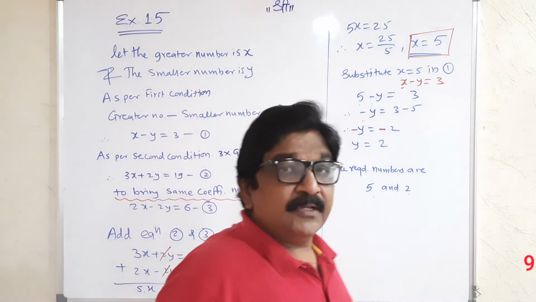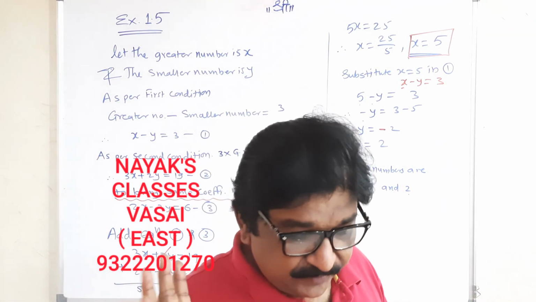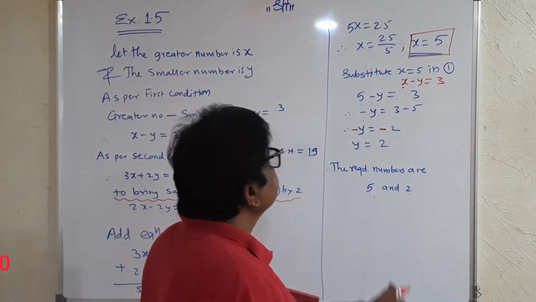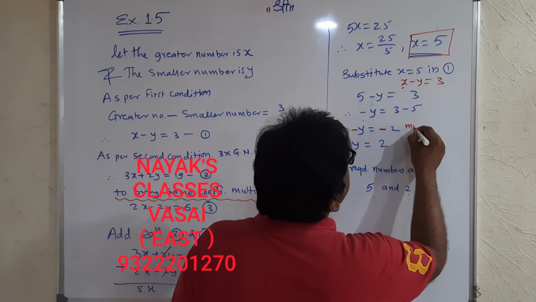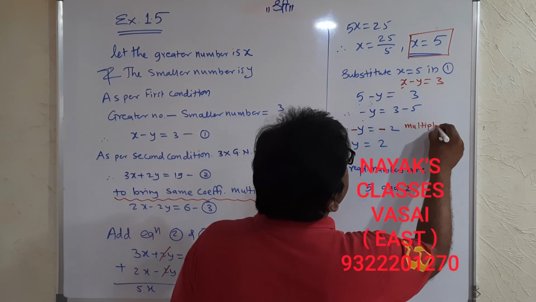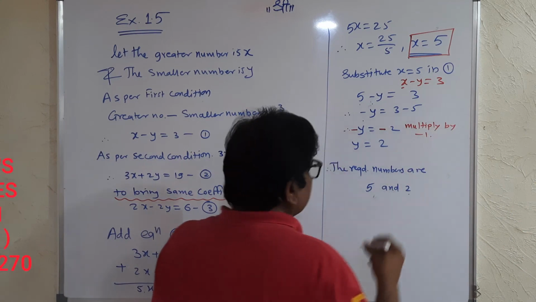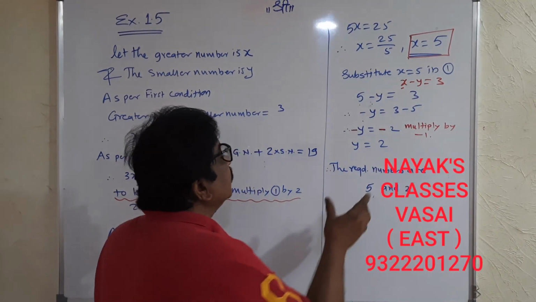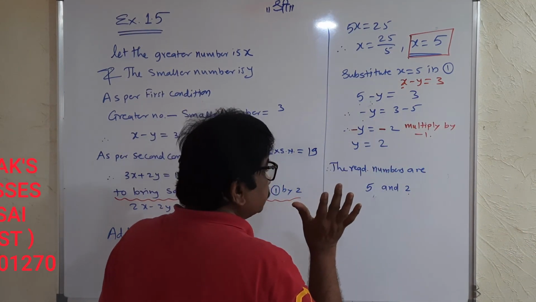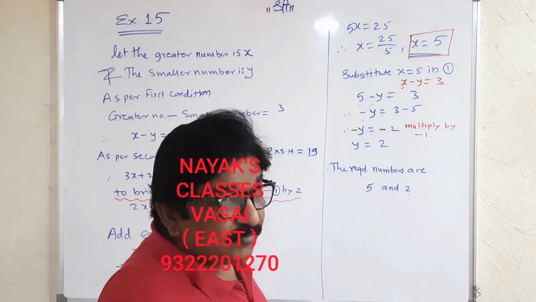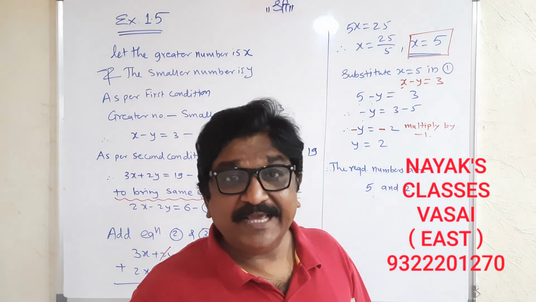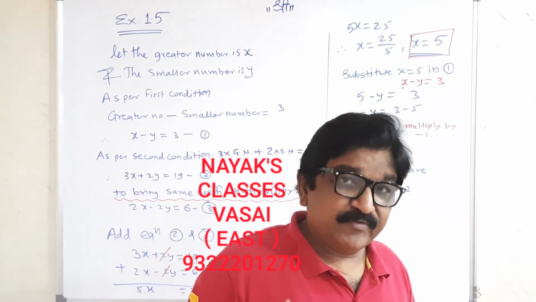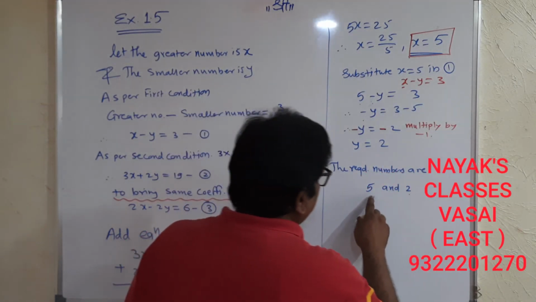I have told you, coefficient cannot be negative. So multiply both sides by minus 1, you get y is equal to 2, and this time we are finding value of x and y as numbers, the greater number and smaller number. So the required numbers are 5 and 2.